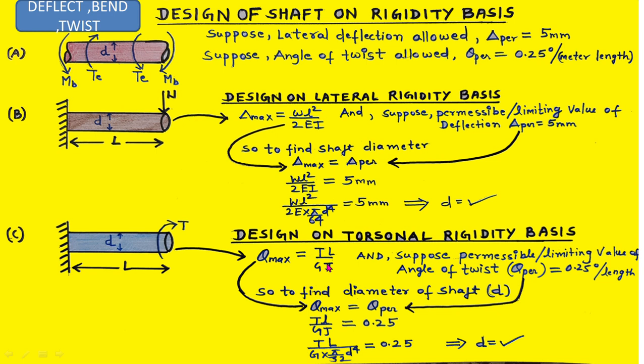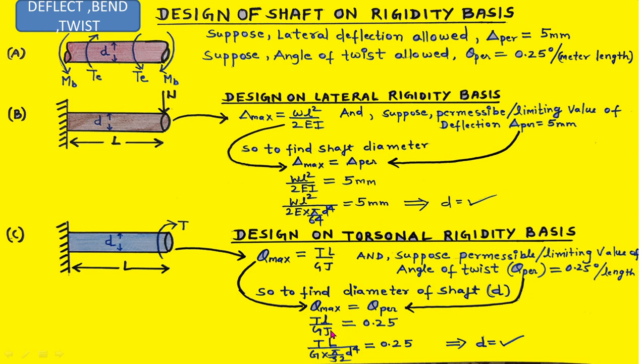Now theta permissible, or the limiting value of the twist allowed in this loading condition, is 0.25 degree per meter length given for this application. Our theta must not exceed this value. So to find the shaft dimension, that is the diameter of the shaft, we have to equate theta max with theta permissible. If you do this, then you can find the diameter of the shaft using the equation that I have written here.